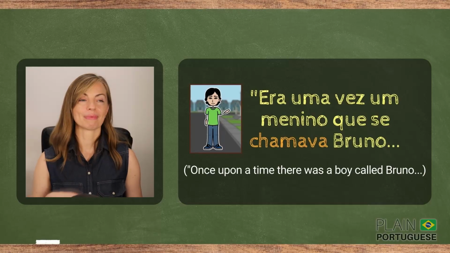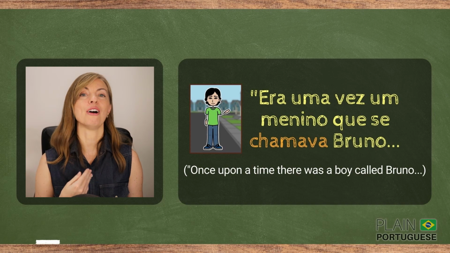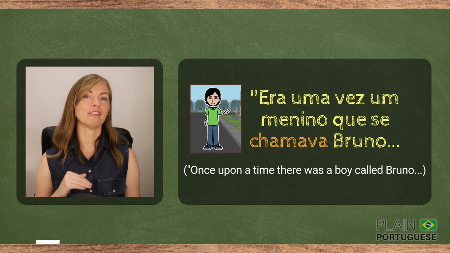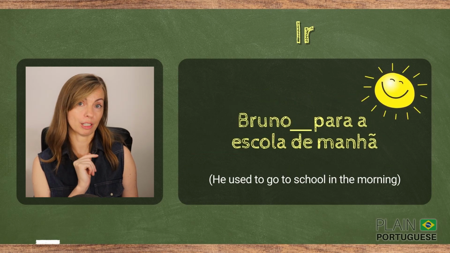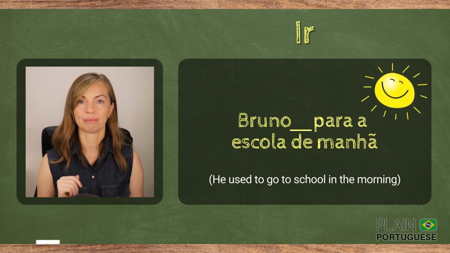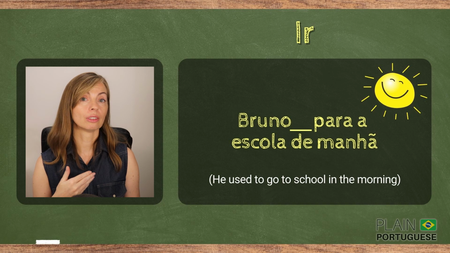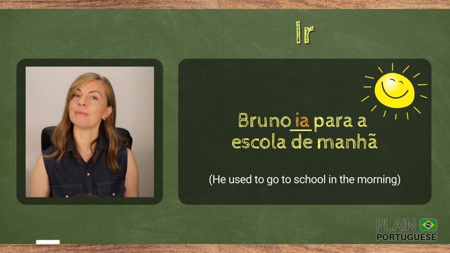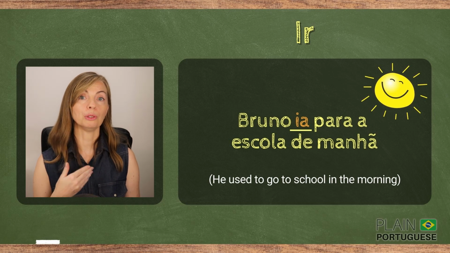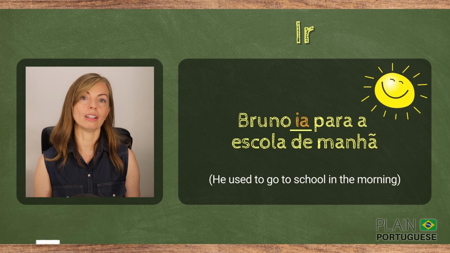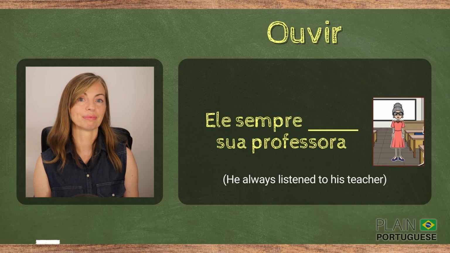Remember last class story about Bruno? Let's add a few more details to it. Era uma vez um menino que se chamava Bruno. Now help me fill in the blanks with the verbs given. The first verb is ir. Bruno ia para a escola de manhã.